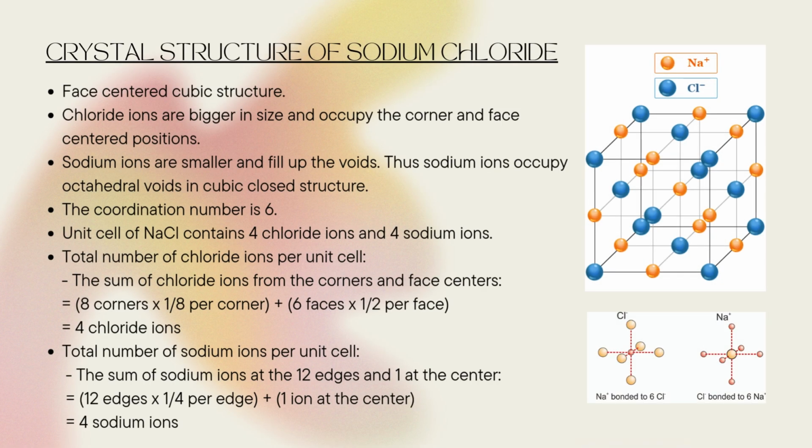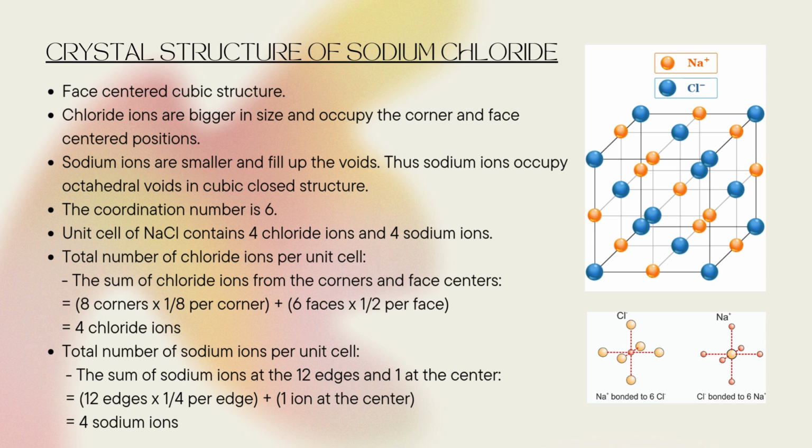Move to the next agenda. We want to study the structure of sodium chloride. So, sodium chloride has a face-centered cubic structure. Chloride ions are bigger in size and occupy the corner and face-centered positions. Meanwhile, sodium ions are smaller and fill up the voids. Thus, sodium ions occupy octahedral voids in the cubic close-packed structure. The coordination number is 6.